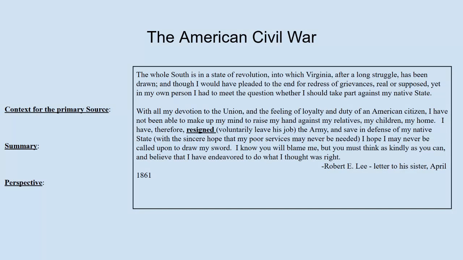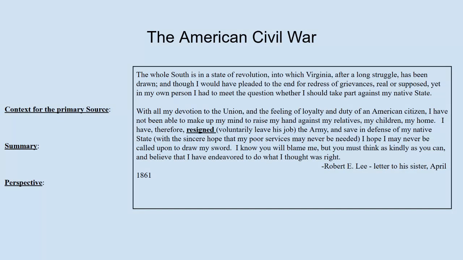He can't do it. He says, "I have therefore resigned," which means to voluntarily leave the Army, "in save and defense of my native state, with the sincere hope that my poor services will never be needed." So he's hoping he doesn't have to fight. "I hope I may never be called upon to draw my sword. I know you will blame me, but you must think as kindly as you can and believe that I have endeavored to do what I thought was right."